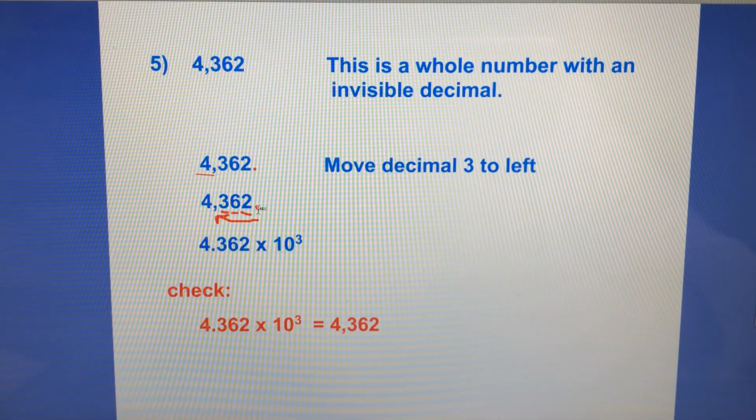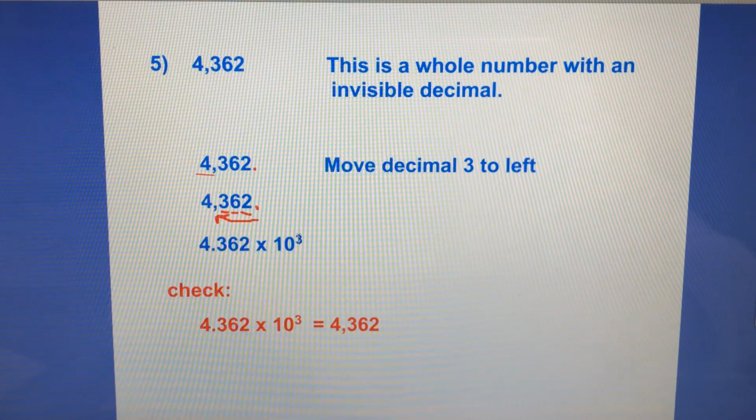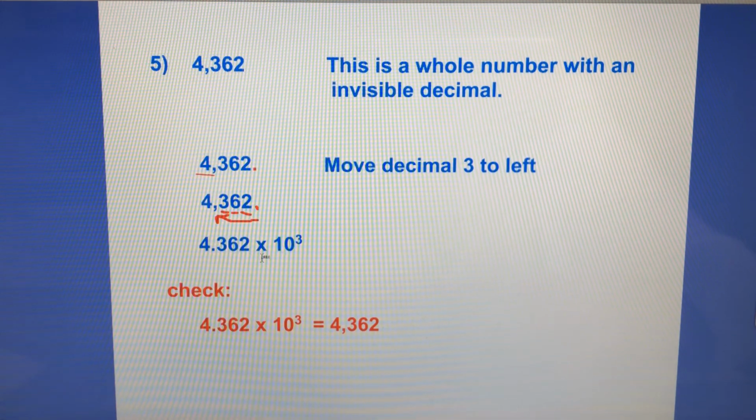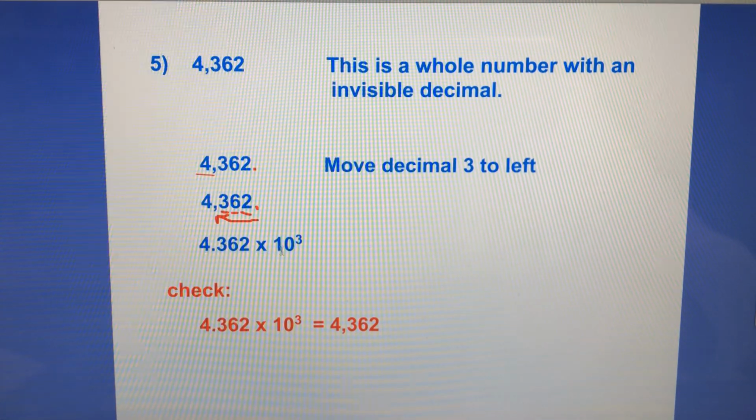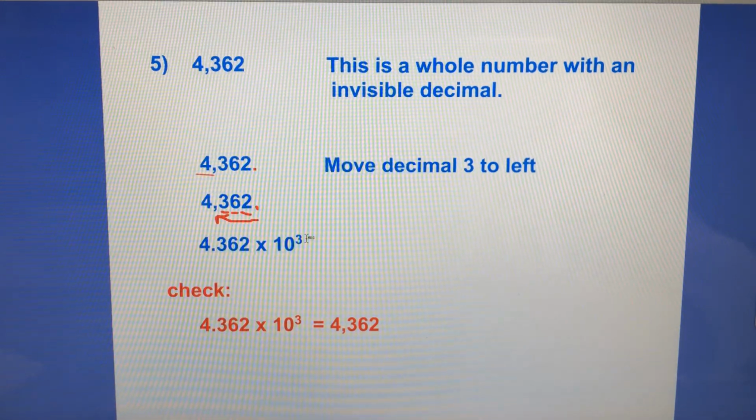This is where it's going to get confusing. You're going to want to make it a negative, but it's not. This is a big whole number. You're going to want a positive exponent. 3 spaces. 4.362 times 10 to the third power.